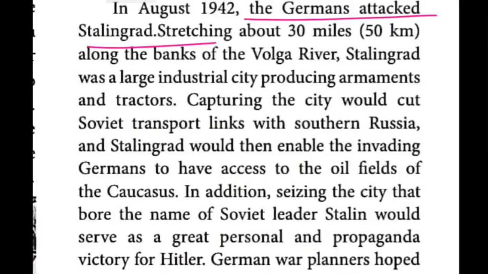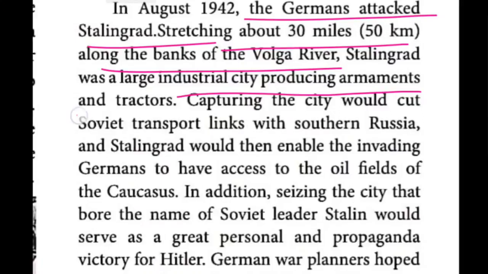Okay, Stalingrad is located in Russia. It belongs to Russia, stretching about 30 miles, that is 50 kilometers, along the banks of the river Volga. That is why it was an industrial city. Here they produced armaments, in the sense of weapons, as well as tractors and so on.